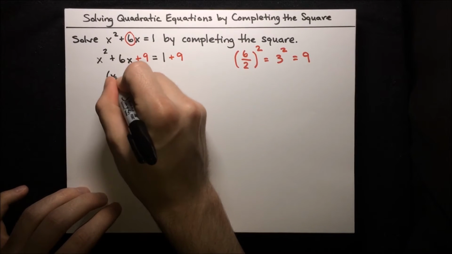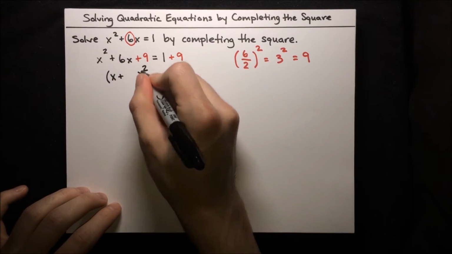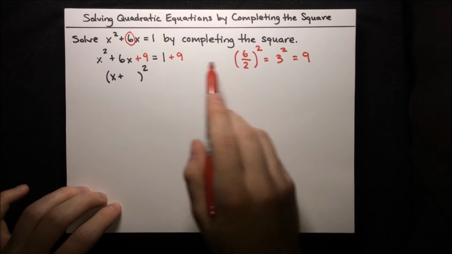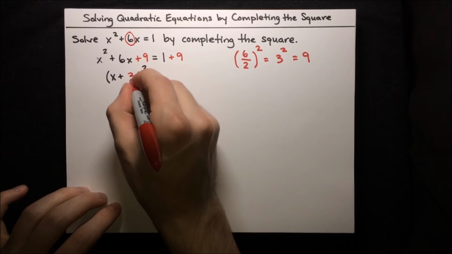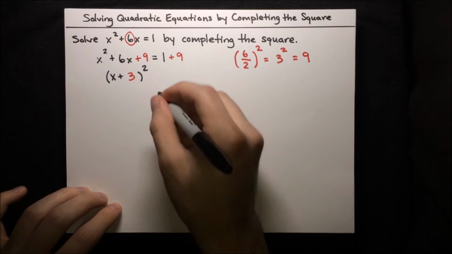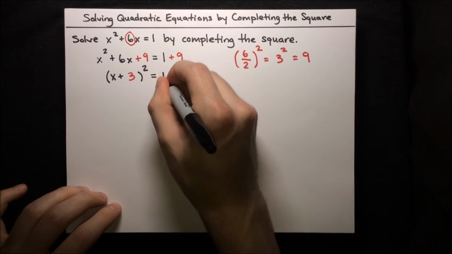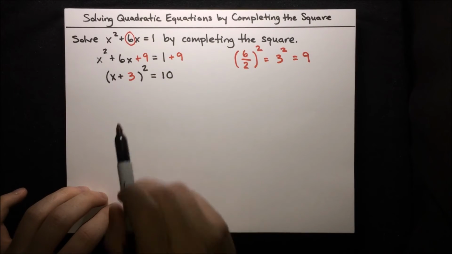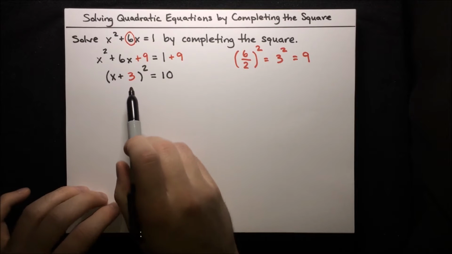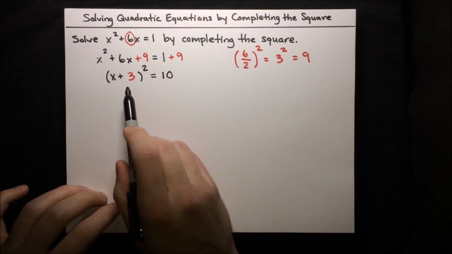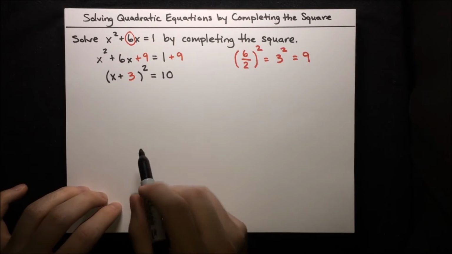It's x plus what squared? Well, what number squared makes 9? It's 3. x plus 3 squared. And now let's simplify the right-hand side. 1 plus 9 is 10. Great, now to solve this equation, we can simply take a positive or negative root of both sides and then solve for x. So let's go ahead and do that.